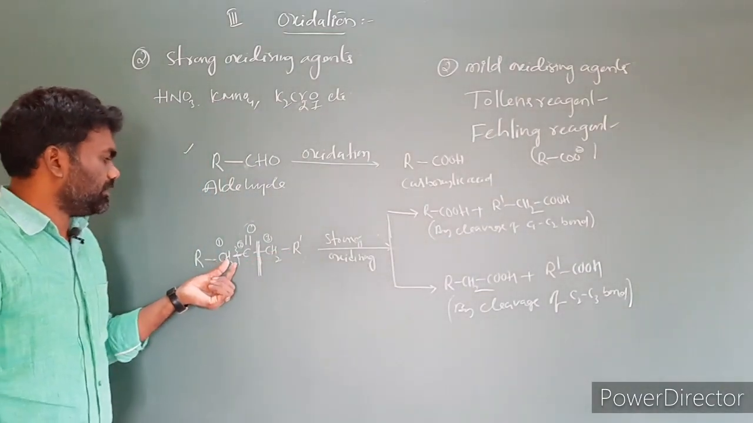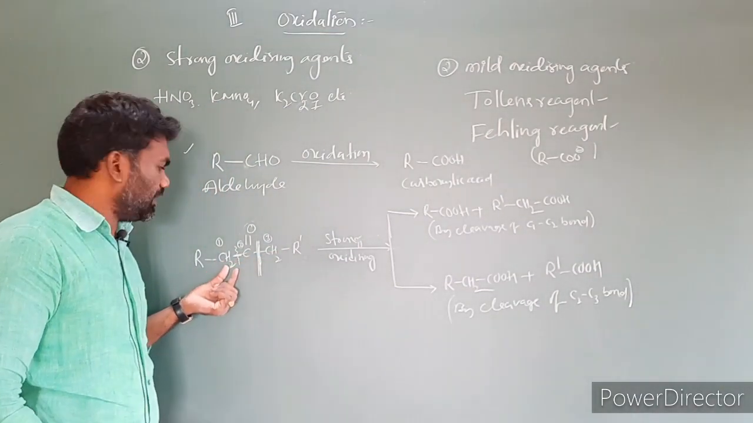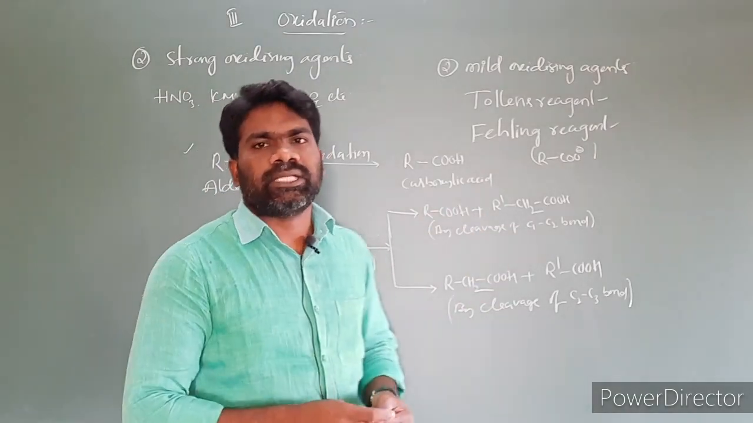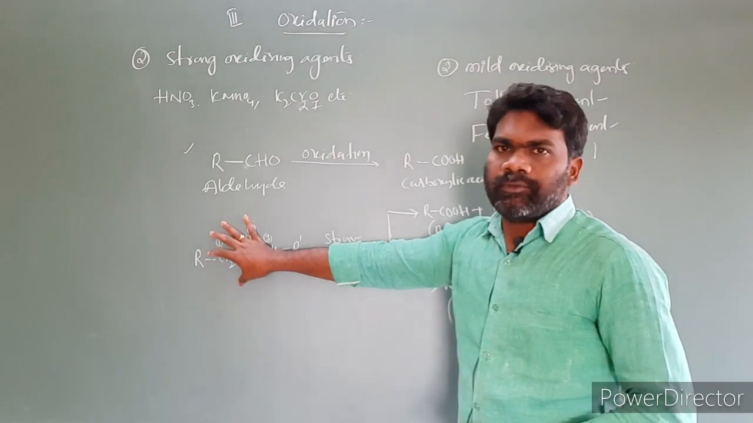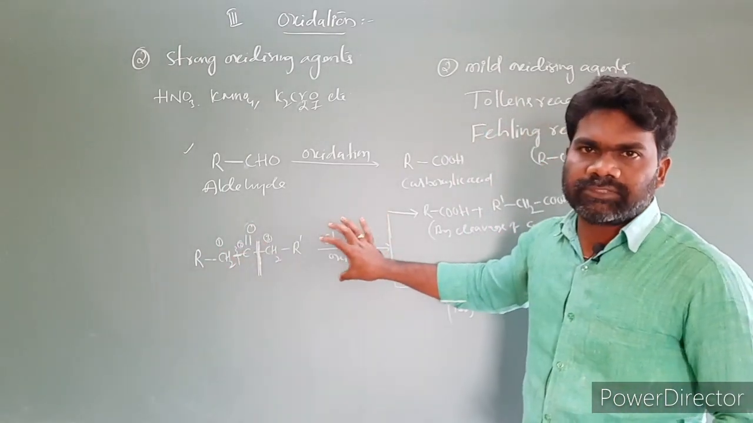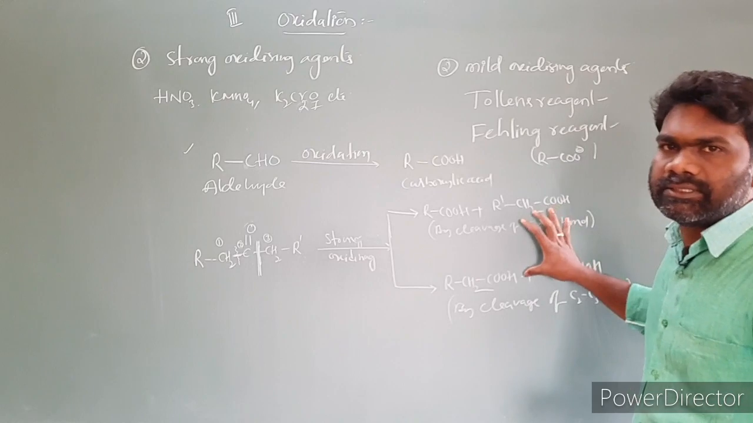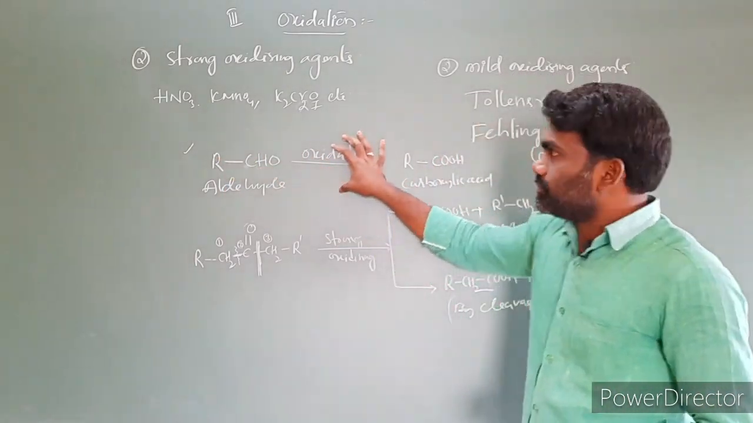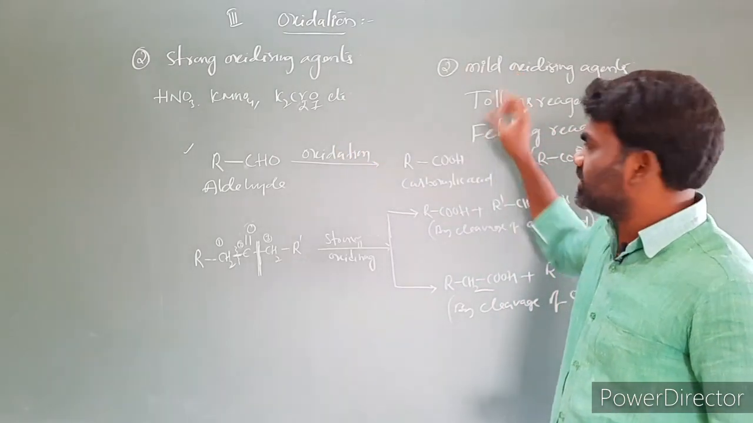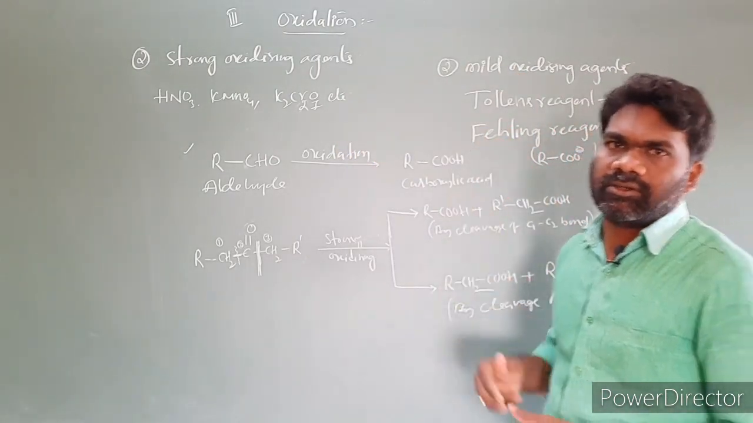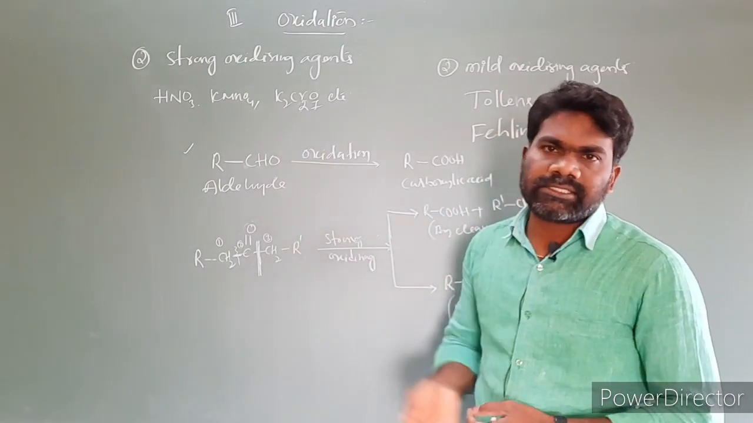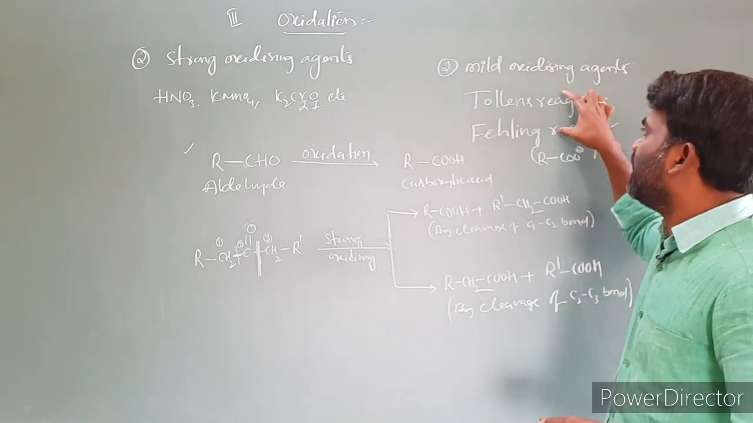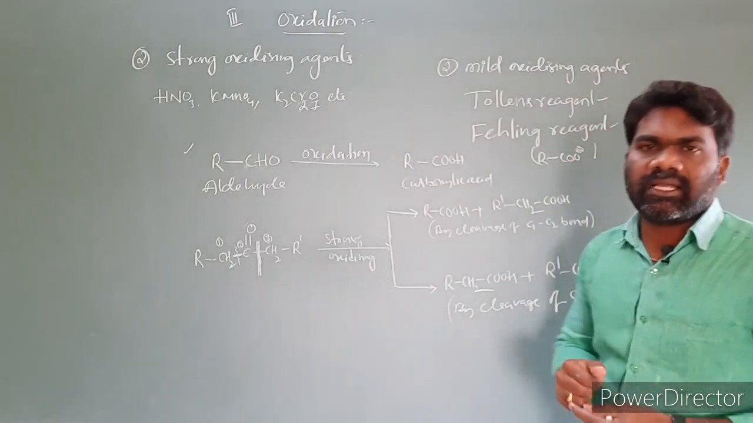So the product formation depends upon where the cleavage takes place in a molecule. In the case of ketones, ultimately the final product is a carboxylic acid only. If you take ketones upon oxidation with strong oxidizing agents at elevated temperature, the product is a carboxylic acid. Even aldehydes, upon oxidation with strong or even mild oxidizing agents, give a carboxylic acid. So the conclusion is that oxidation of aldehydes and ketones gives carboxylic acids as the product. In the case of a mild oxidizing agent, we get the carboxylate anion.